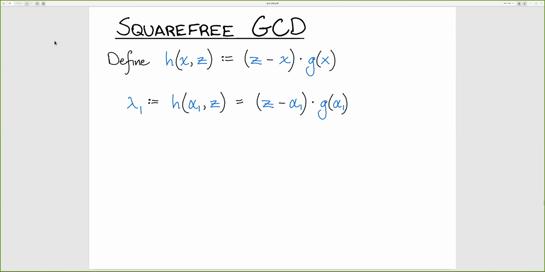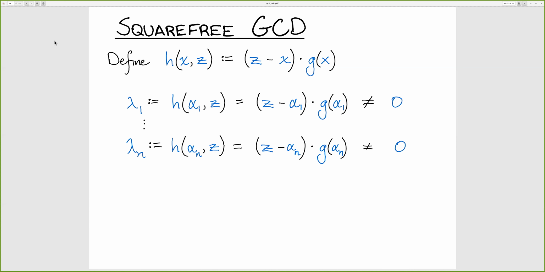So what happens? Say I put alpha 1 into x and call this, say, some lambda 1. This is some polynomial in the variable z. Well, it's z minus alpha 1 times g of alpha 1. Now, the alphas are not roots of g, so this is some non-zero polynomial. And you can do this for all the alphas, and all of these values are non-zero, because these alphas are genuinely not roots of g.